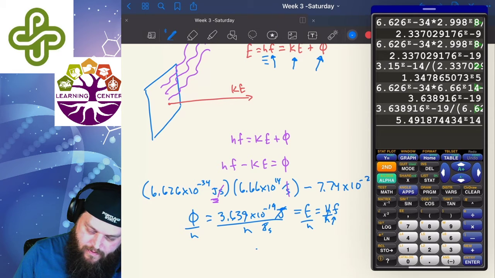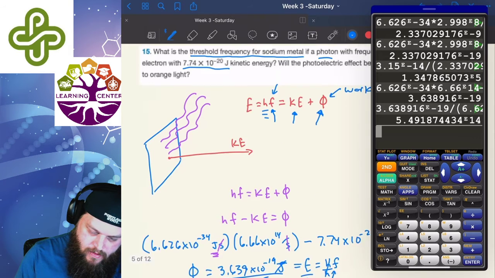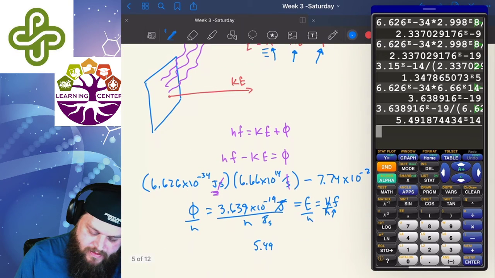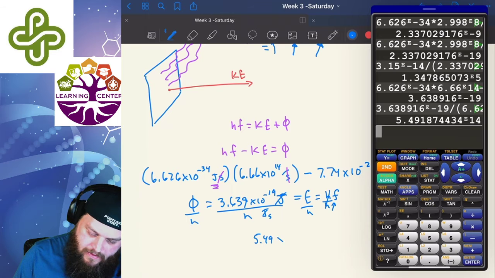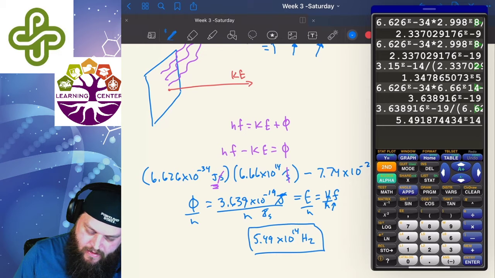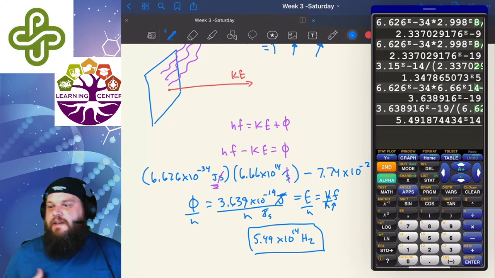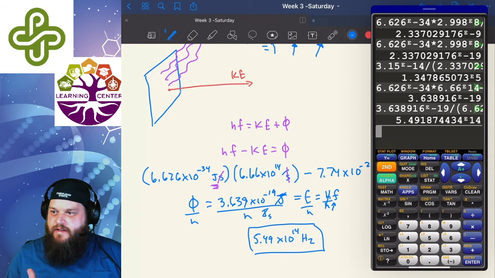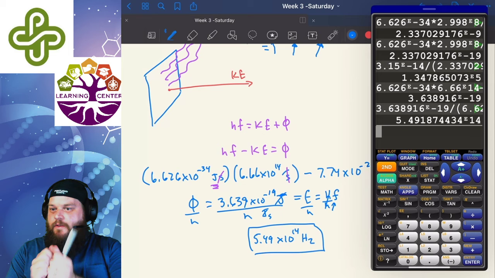We're left with 5.49. What units? Yeah, 3 sigs. Times 10 to the 14 hertz. That is what they call the threshold frequency. Anything less than that doesn't have enough energy to really go anywhere. The electron's still bonded to the metal.